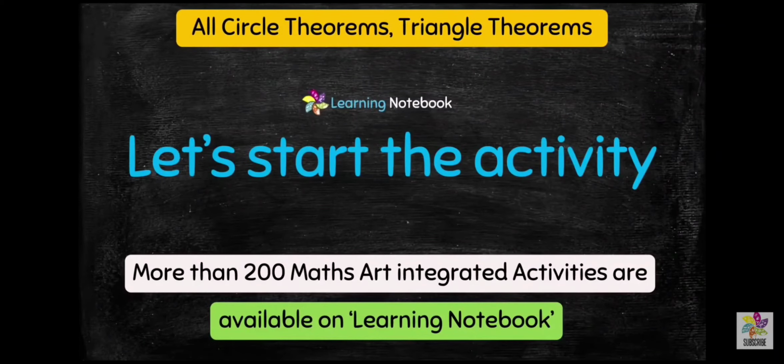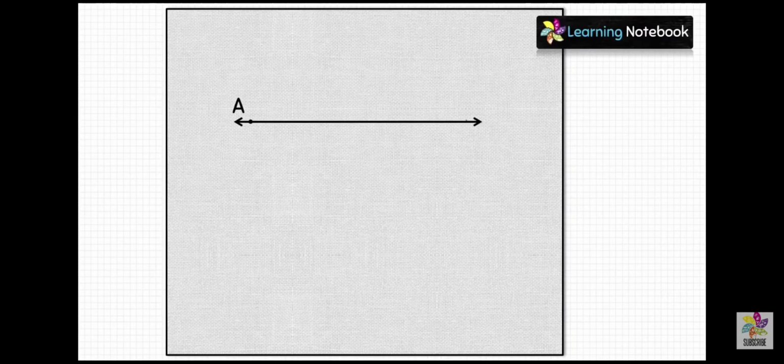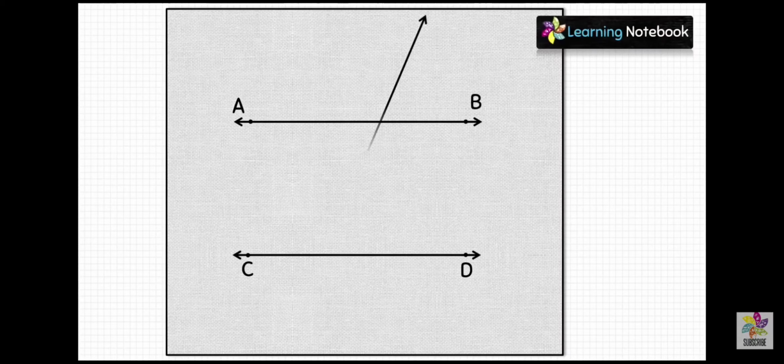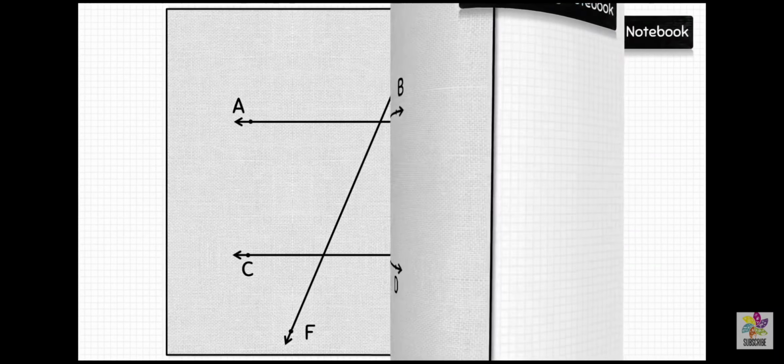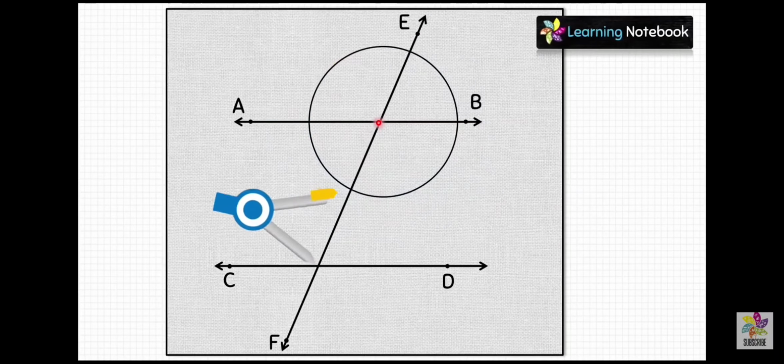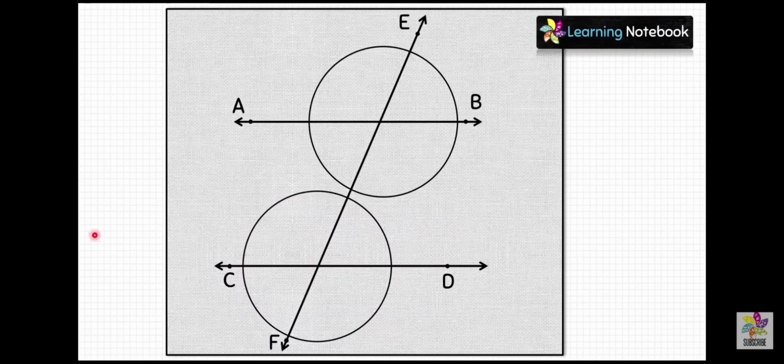Now let's start with this activity. In the first step, take a white sheet of paper and draw two parallel lines AB and CD on it. Then draw a transversal EF which intersects these two parallel lines AB and CD. Now students, taking both the intersecting points as centers, draw two circles as shown here.